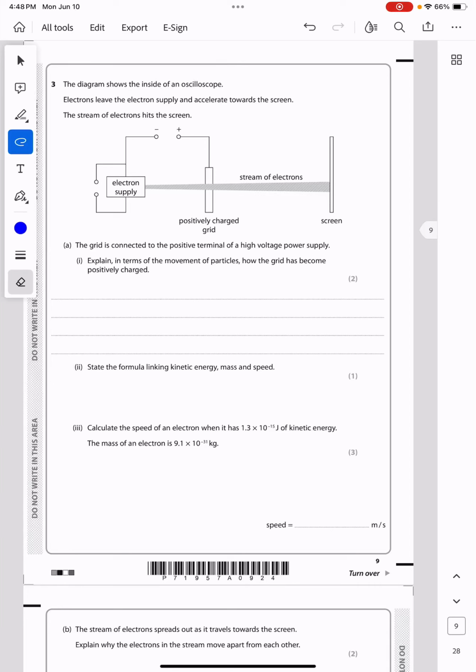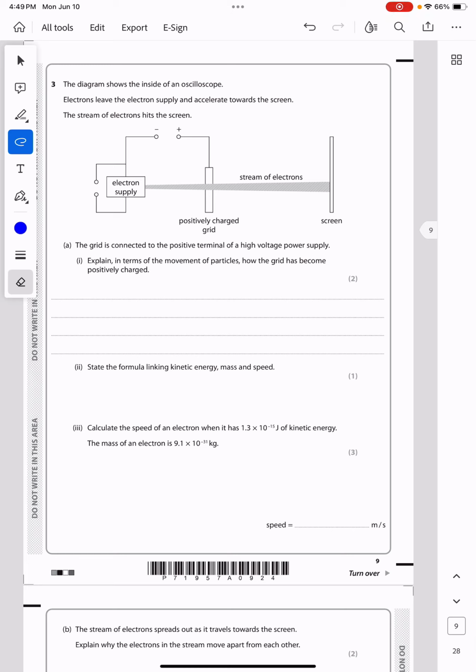Hello. So here we are again to solve one of the questions you sent me. We have this video for question number 3 in, I believe, 2023 June, paper 2. So yeah, this question is about an oscilloscope.